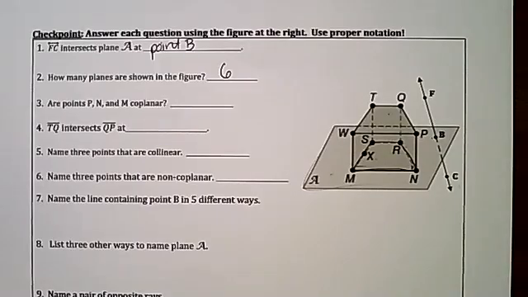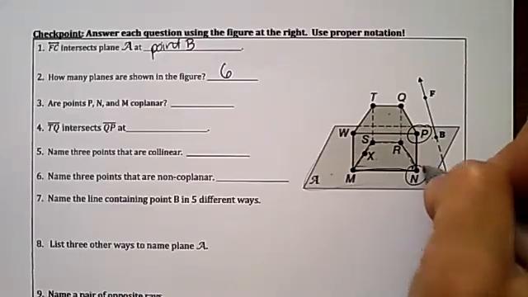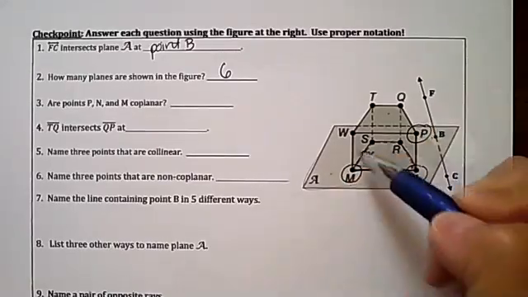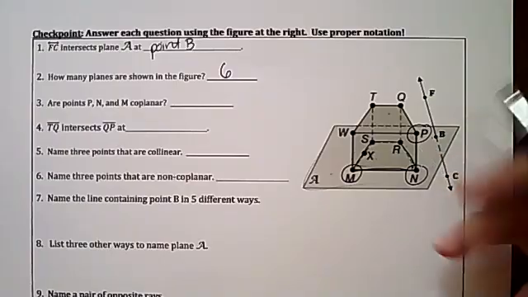All right, how about the next one? Are points P, N, and M coplanar? So P is here, N is here, M is here. So picture those are all on the front of the box. So would that be considered coplanar? Yes. Awesome. Nice job, guys. So yes.